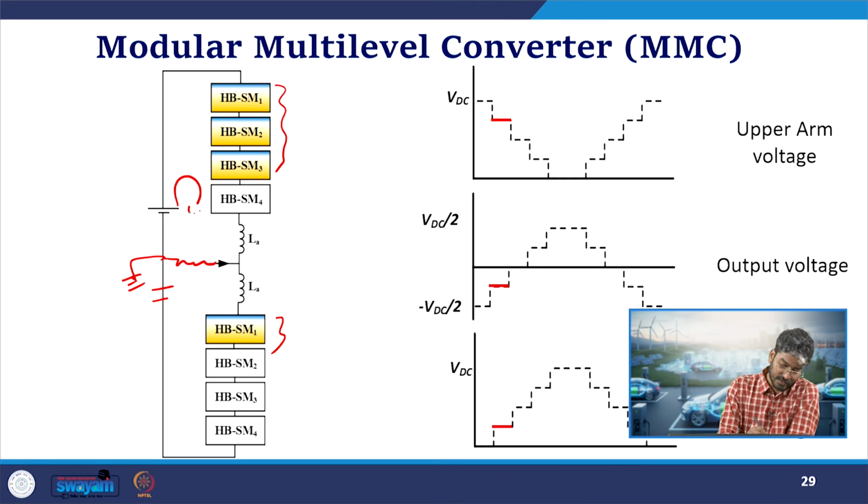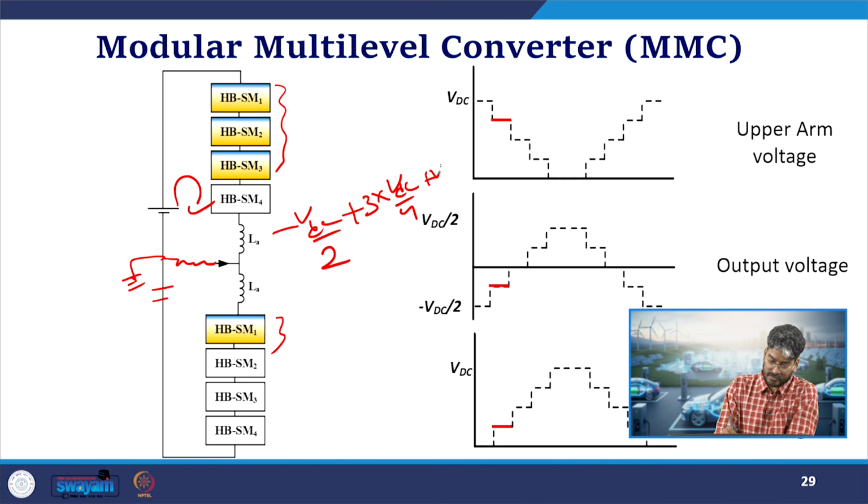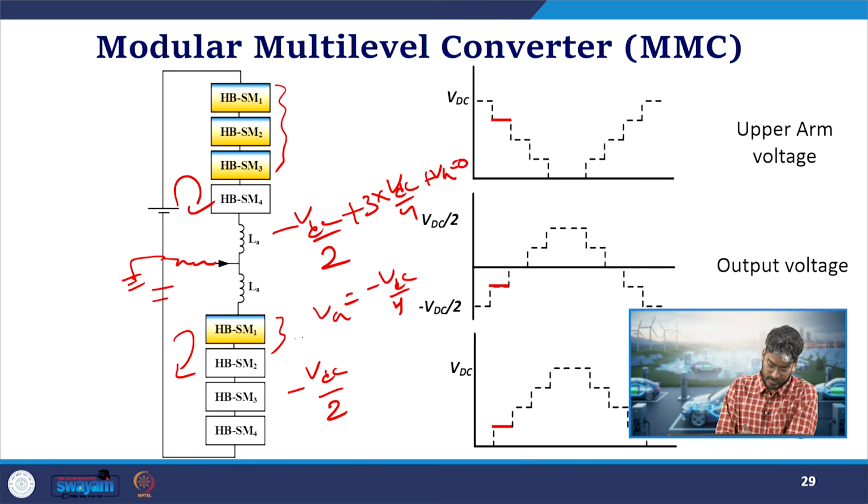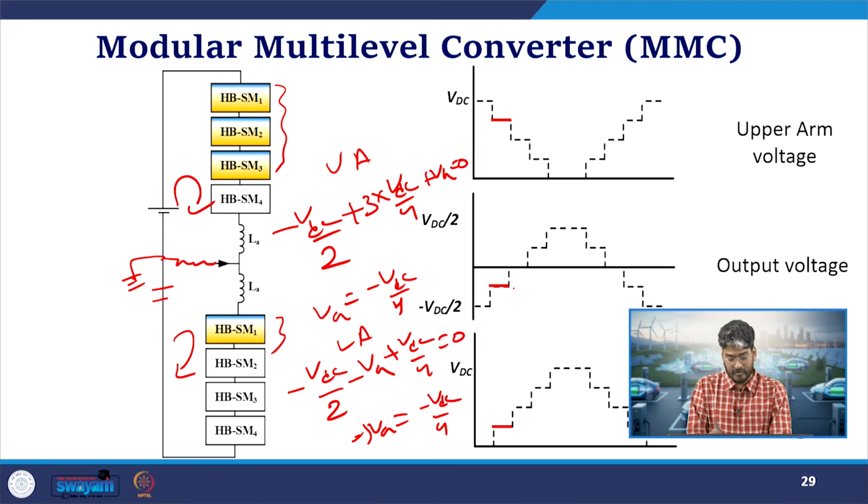Now let us see the inner loops. In this case, minus VDC by 2 plus 3 into VDC by 4 plus VA is equal to 0. Now VA will be equal to minus VDC by 4. That's what is marked over here. Similarly, in the lower loop, if I apply KVL, minus VDC by 2 minus VA plus VDC by 4 is equal to 0. Again the output voltage VA is equal to minus VDC by 4. That is, in the upper arm, or when I go in the lower arm, I will see that it is generating a voltage equal to minus VDC by 4.